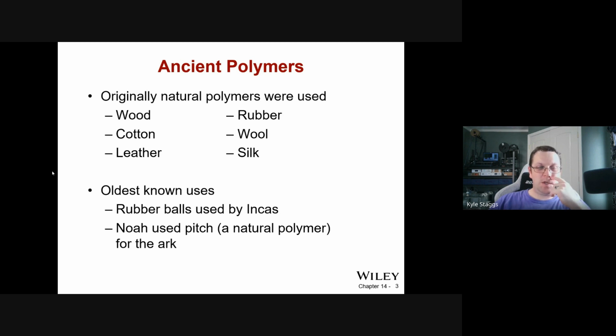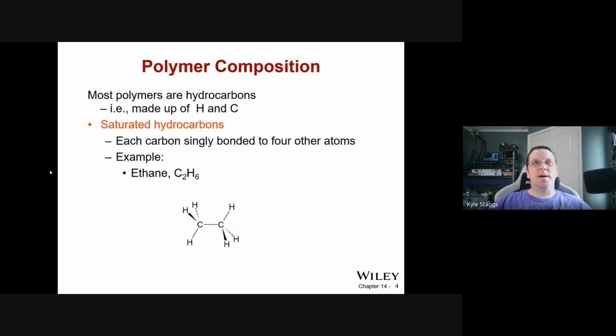Noah also used a natural polymer called pitch for the ark. That's a naturally occurring tar-like substance. And if you've ever dealt with something like parking under a tree and getting tree sap on your car, you know that some of these natural polymers can be pretty obnoxious to remove. So that would be a good waterproofing agent were one to build a boat without having lots of sophisticated tools and things available. Meanwhile, he was probably a better craftsman than most of the craftsmen of today, but that's a different story for another lecture.